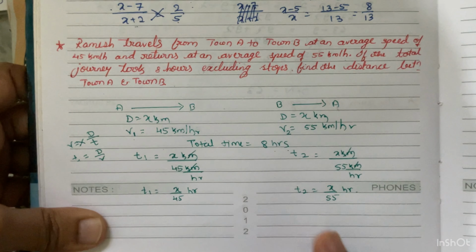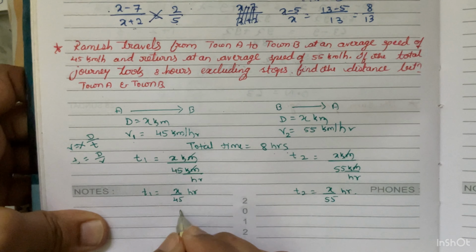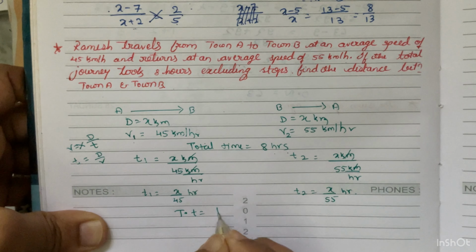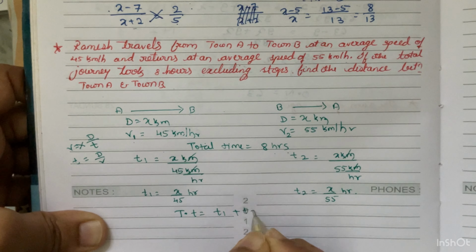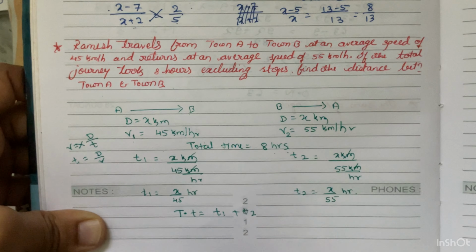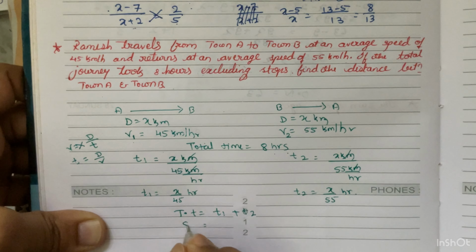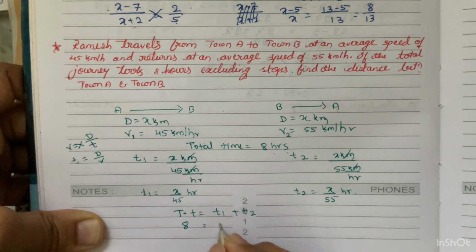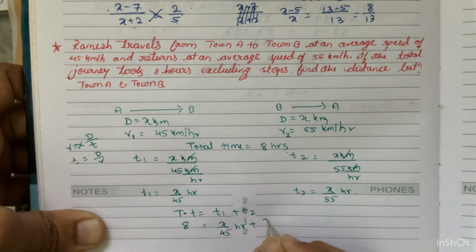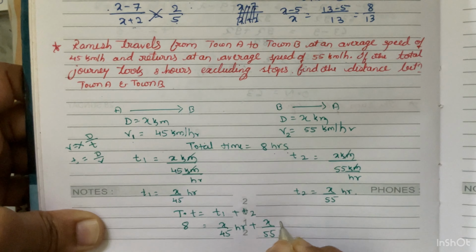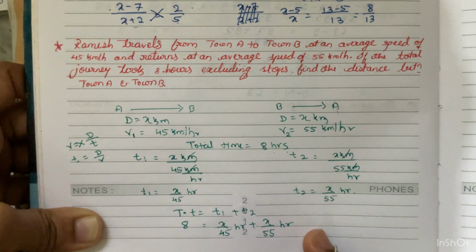Now what they have given is the total time. Total time equals t1 plus t2, that is A to B and B to A. The total time given is 8 hours, and t1 is x by 45 hours plus x by 55 hours. So this is the expression we get here.